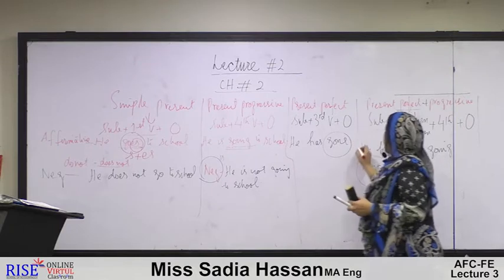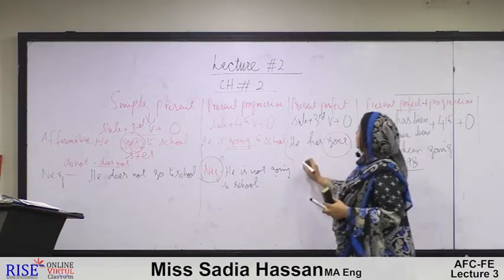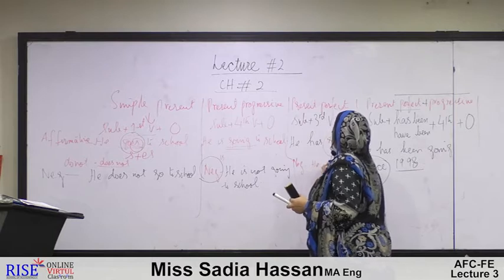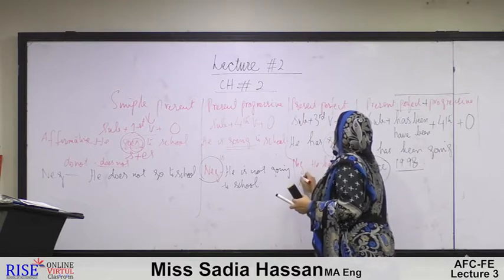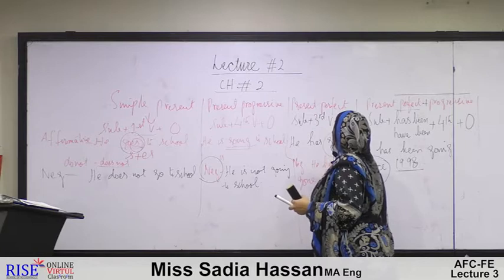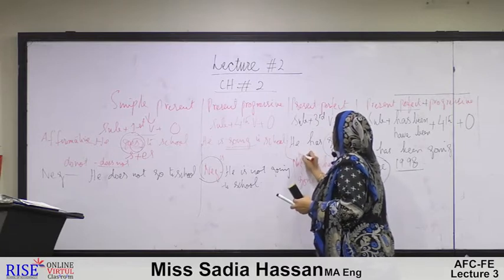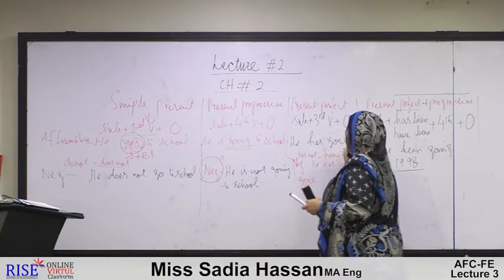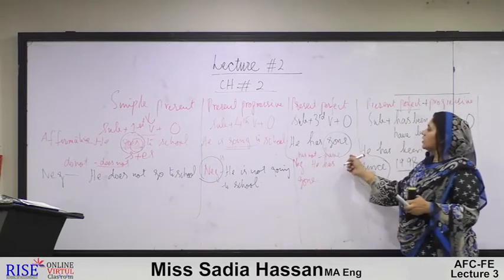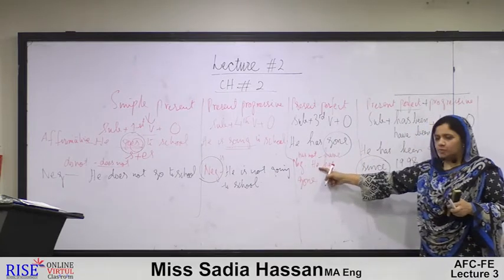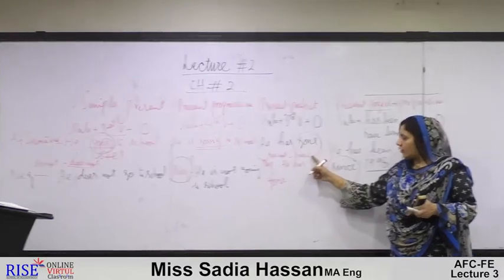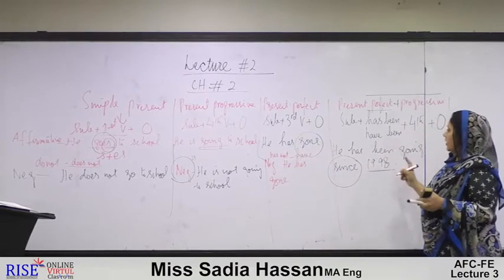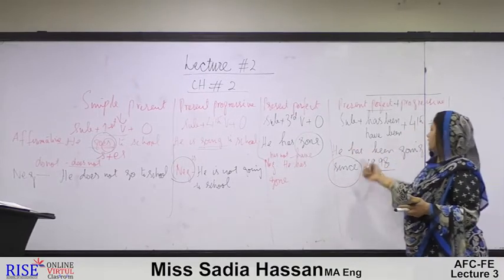Again, in the third structure, for the negative construction of he has gone, I'll be using has not or have not according to the subject. If the subject is plural, I'll be using have not, and if the subject is singular, I'll be using has only. Not only with the has.